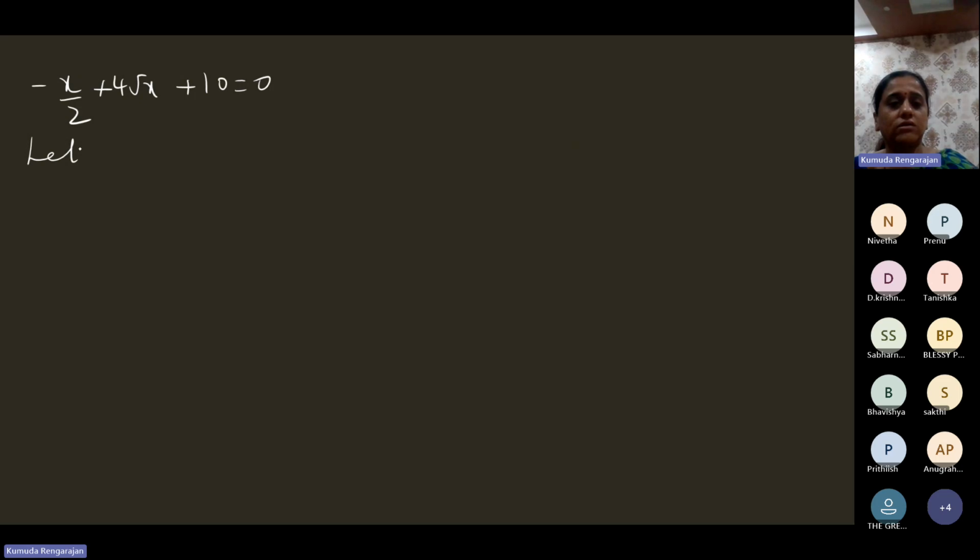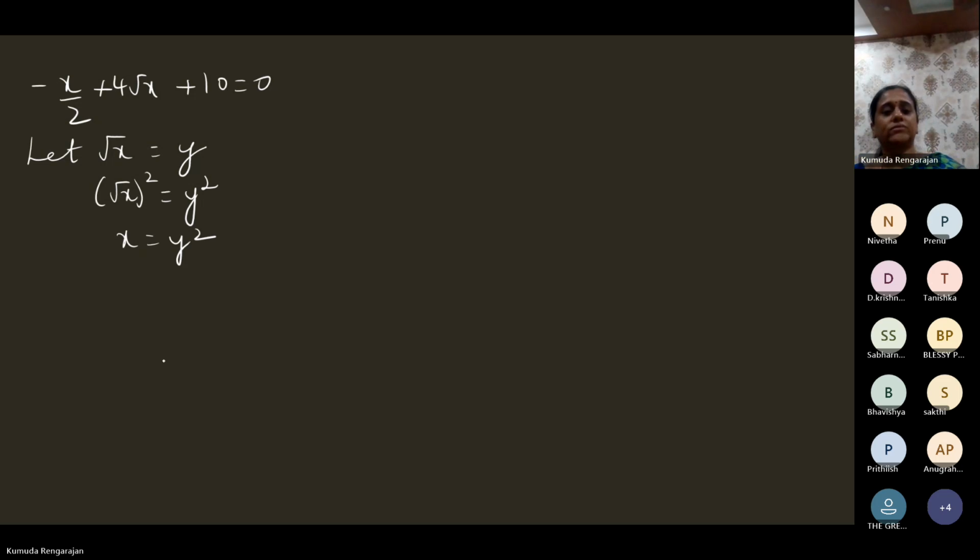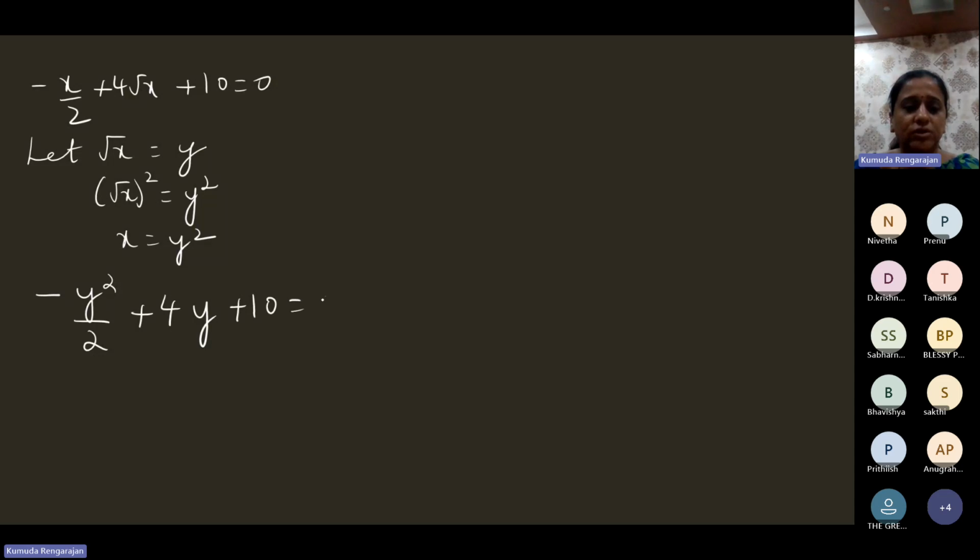Now let root x be equal to y. When you square on both the sides, root x the whole square is equal to y square. So we have x is equal to y square. So minus, what is x? Y squared by 2 plus 4. What is root x? Y plus 10 is equal to 0.